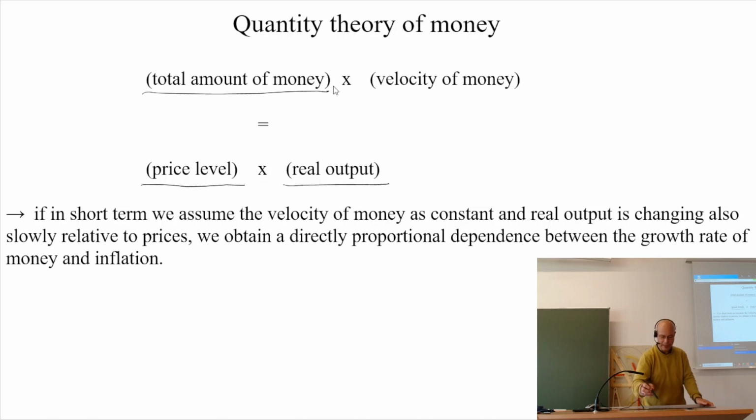And for this, we then multiply the amount of money with the velocity of money, and the velocity of money is, so to speak, how many times we can use the same euro, the same US dollar. And of course, in the short term, we would say that the velocity of money is more or less a constant. Because why? Yeah, this depends on our technical framework.